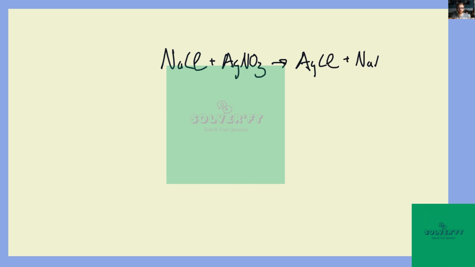Okay, so we have a classic stoichiometry problem. We've been given some reactants, sodium chloride and silver nitrate, going to silver chloride and sodium nitrate. And what we need to determine is that if we have 1.6 grams of sodium chloride and 3.5 grams of silver nitrate, how many grams of silver chloride will we get, and how many grams of sodium nitrate will we get?